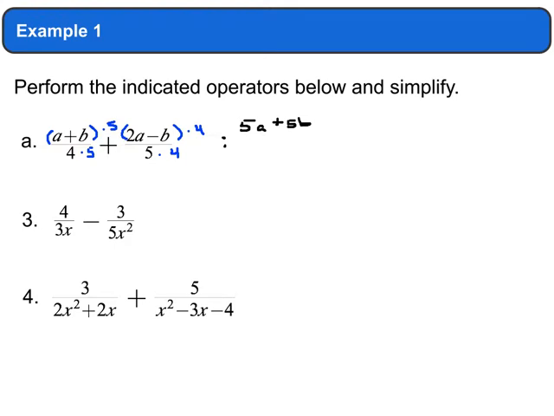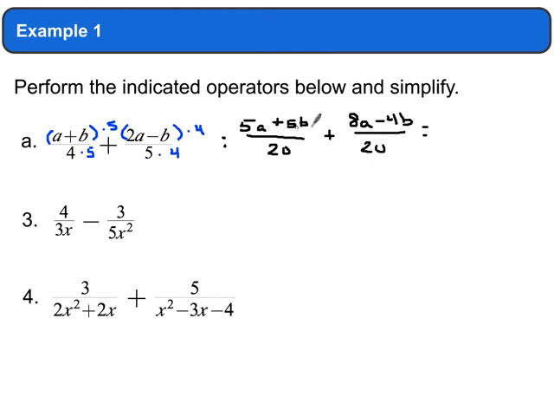Over, that b did not curve out real good. There we go. Over 20. And then we're going to add that to 4 times 2a, which is 8a. So we'll write 8a minus 4b over 20. Now that the denominators are the same, we can combine like terms.